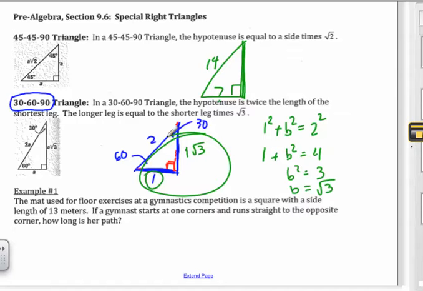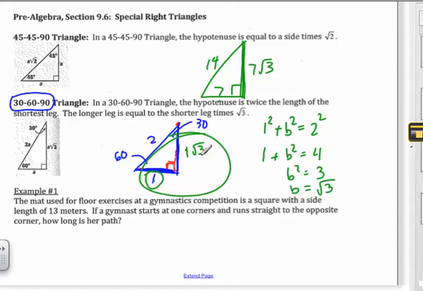Oh, I don't need to do Pythagoras. It's the short side times the square root of 3. Every time. The medium side is the short side times the square root of 3. The hypotenuse is twice the short side. Okay? Those are our 2 special triangles.